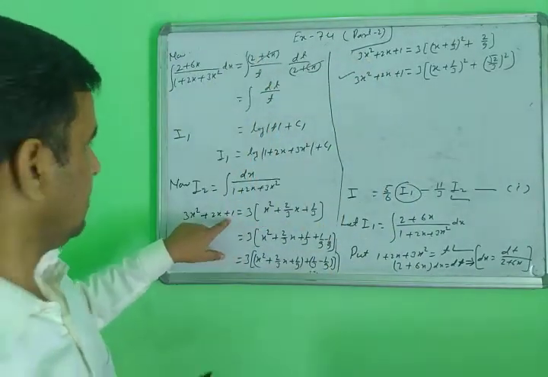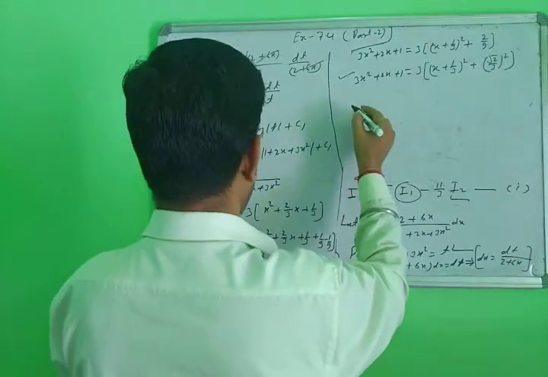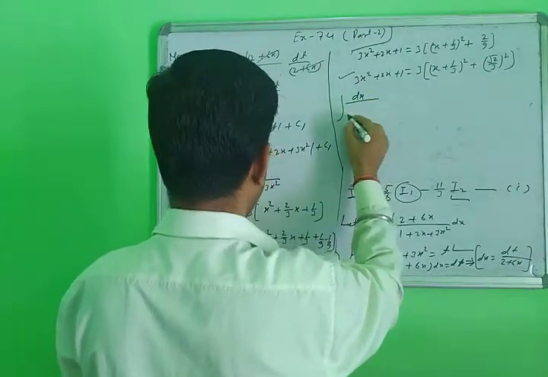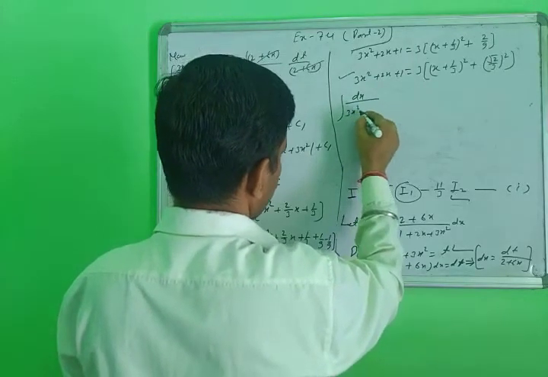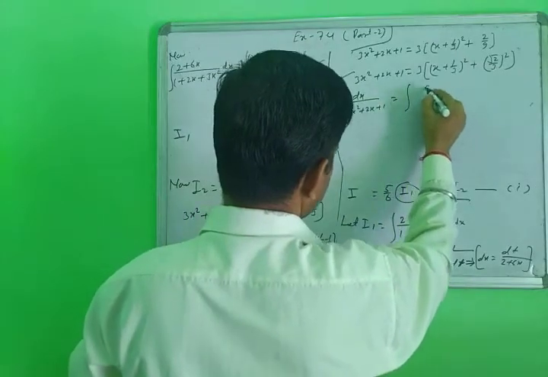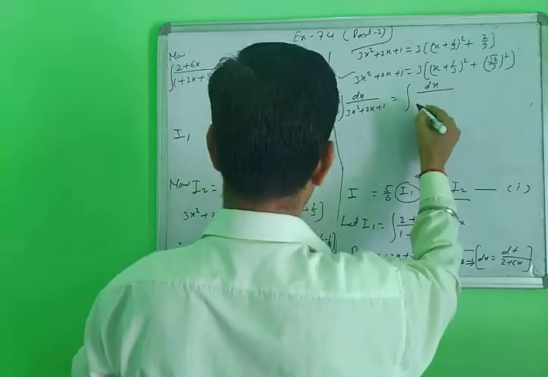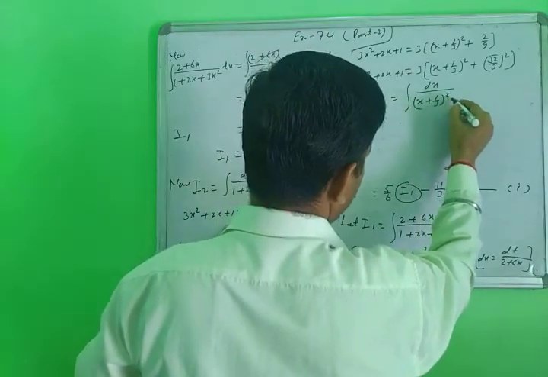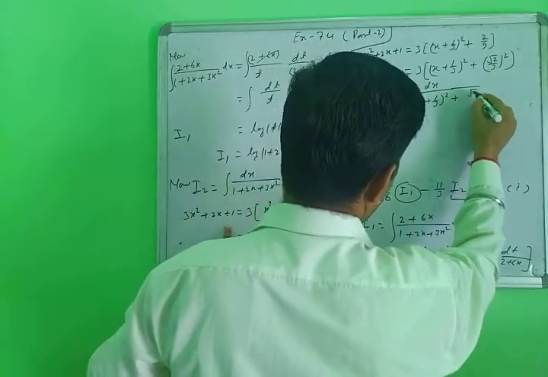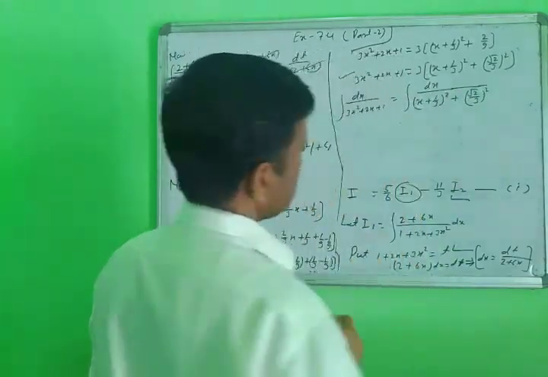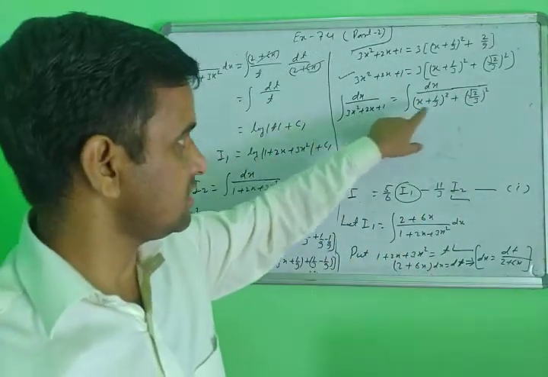You can write here, it means integration of dx upon 3x square plus 2x plus 1 equals dx upon (x plus 1 upon 3) whole square plus (root 2 upon 3) whole square. You can write this in this form.